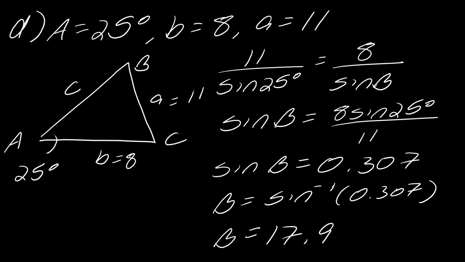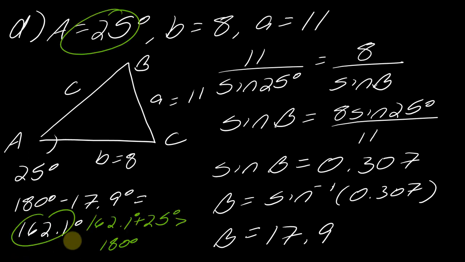Okay, so now I want to figure out, do I have two issues, or do I have two triangles? So I take 180 minus 17.9, I get 162.1. So remember that little trick I told you about, right? I can take 162.1 plus my given angle, that exceeds 180 degrees. So because that exceeds 180 degrees, there's just one triangle.